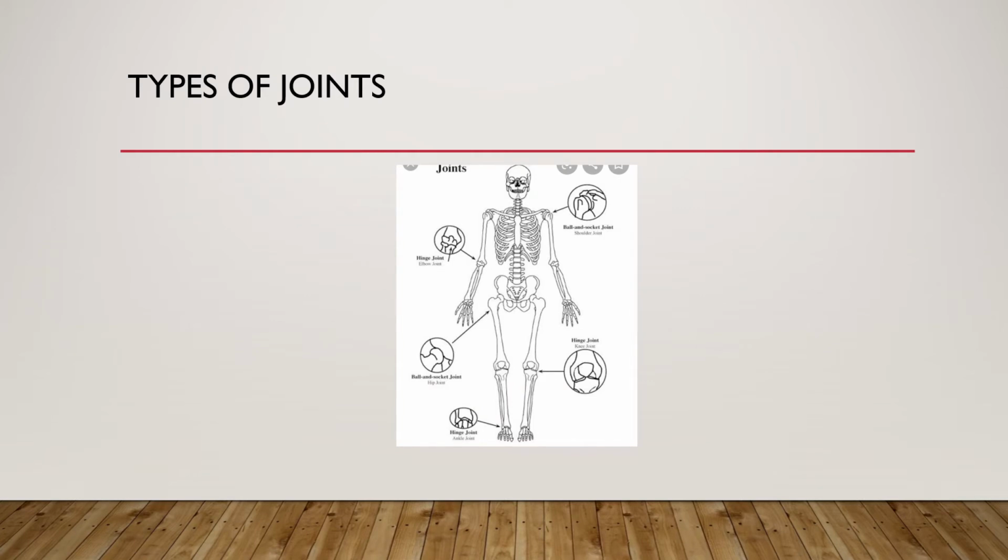Now there are different types of joints present in our body, from the head itself till the toes. Let's have a quick review of that. In our head, the skull is a fixed joint. Then in our neck, there is a pivot joint. In our shoulder and hip, we have ball and socket joints. At our elbows and knees, we have hinge joints. And in our wrists and ankles, we have gliding joints. Now we will discuss these joints one by one.